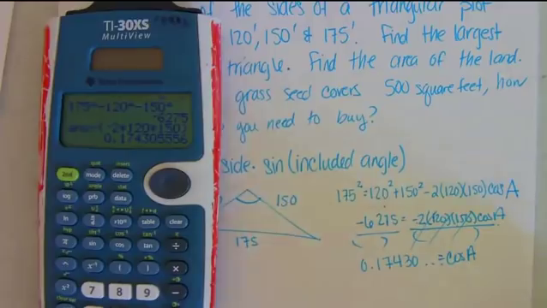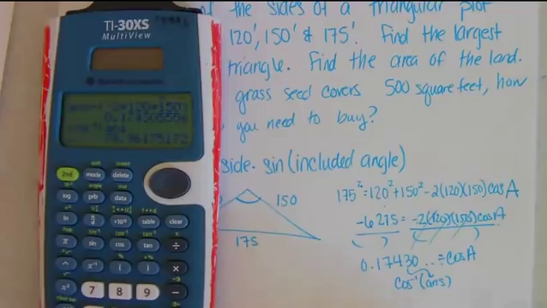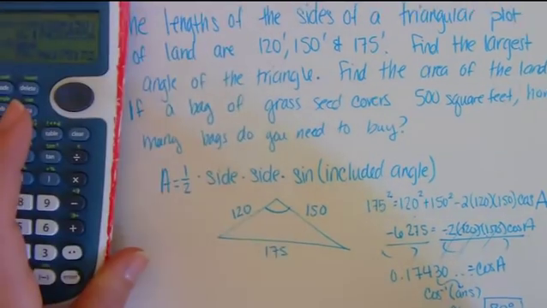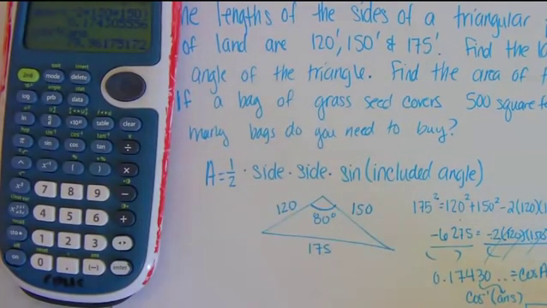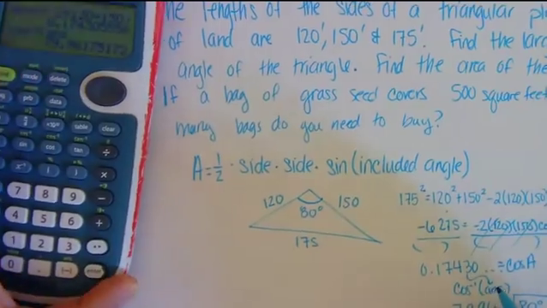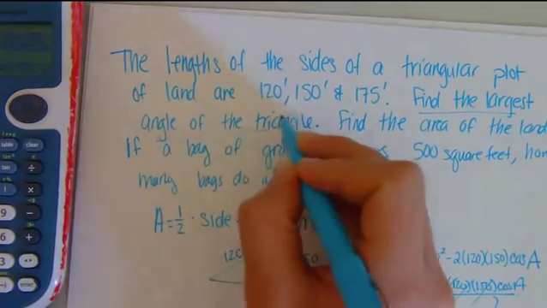Okay, so now we're going to solve for that angle, so we have to make sure that we're using that answer button, that inverse cosine when you're solving for an angle. So second cosine, second answer, that's going to tell me my angle is 79.96. We're going to go ahead and round that up to 80 degrees. So that means that this angle right here is 80 degrees. So step 1, find the largest angle of the triangle, we did that.